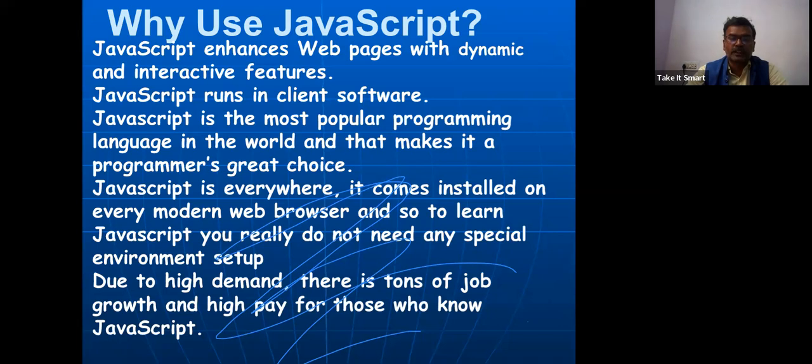So for JavaScript, you really do not need any special environment setup. You install Java, you need to set up an environment variable in your system. You install Python, the environment variable is required, but here we don't require any environment variable. Fine. Due to the high demand, there is a ton of jobs, growth, and high pay for those who know JavaScript. So note down this point. Due to the high demand, there is a ton of jobs and growth and high pay for those who know JavaScript. Fine?